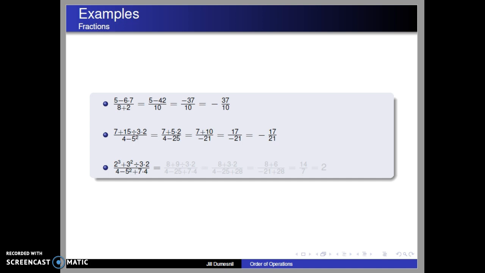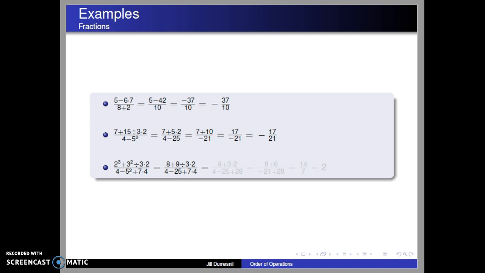Considering an even more complicated example, the fraction bar, again, is an implied symbol of grouping. So in the numerator, evaluating the exponential expressions has the highest priority. So we get 2 cubed is 8 and 3 squared is 9. So 8 plus 9 divided by 3 times 2 in the numerator. And we have 4 minus 25 plus 7 times 4 in the denominator.